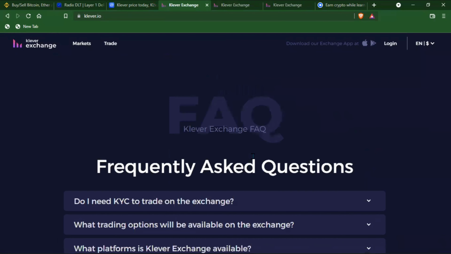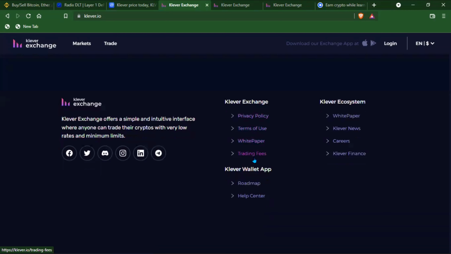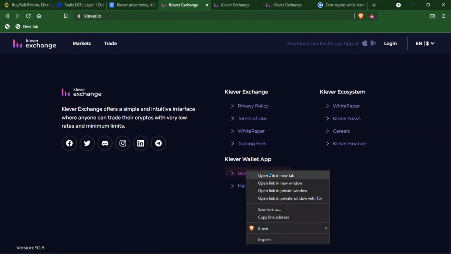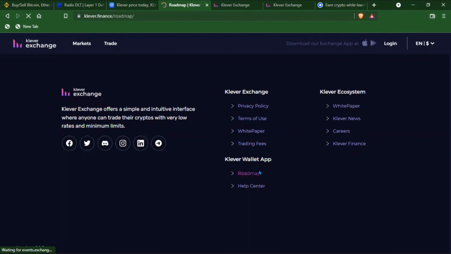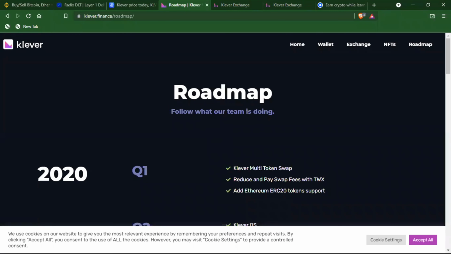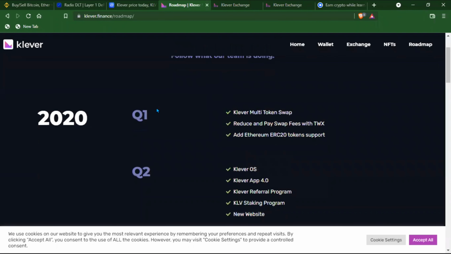And frequently asked questions, if you need any help about all of this, the Klever wallet app, the roadmap, I pay attention to that as well, which I'm going to open the link in a new tab. I'll open on this one. Okay, let's get to one first. So the roadmap, this is the roadmap 2020, which is last year, and these are everything they've achieved so far last year.